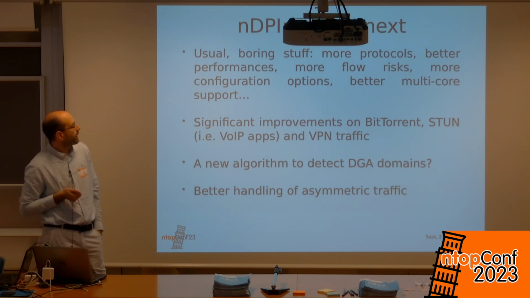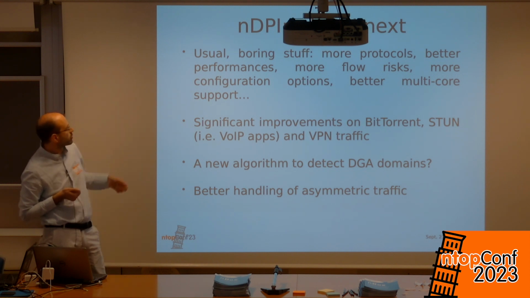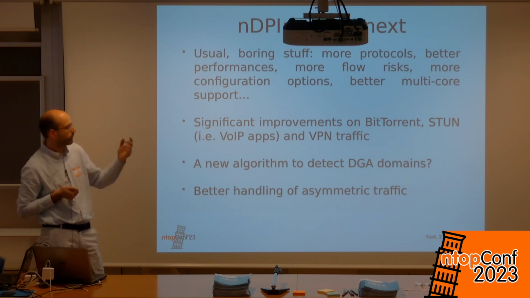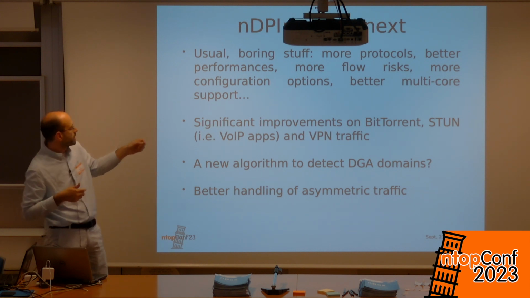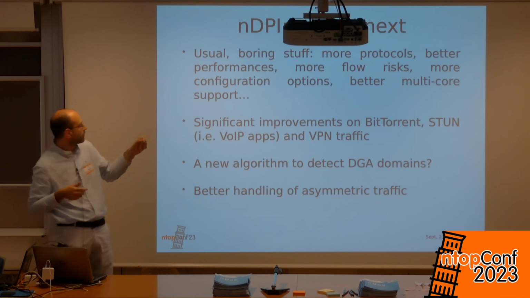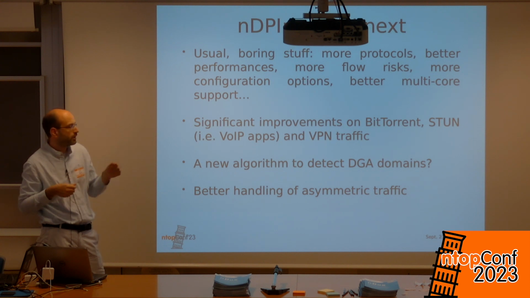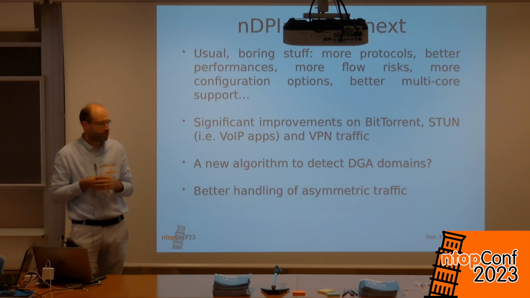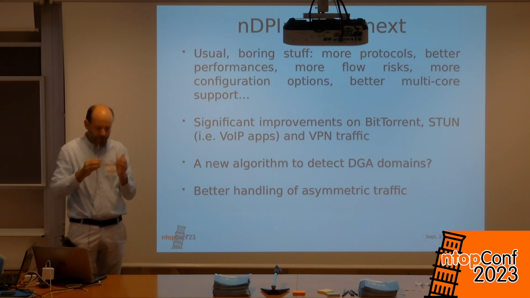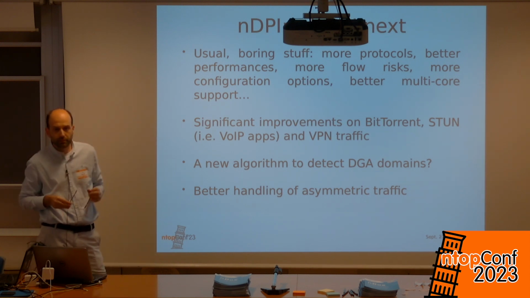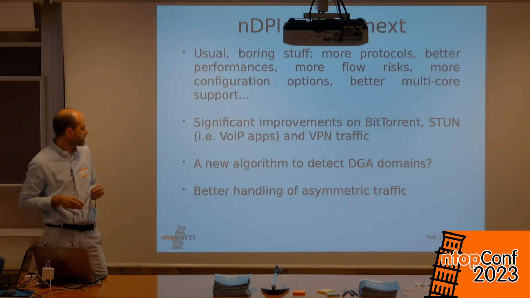What can you expect in the next release? The usual boring stuff: more protocols, better performance, hopefully some kind of configuration, better multi-core support. Some code has already been tested to improve BitTorrent, VoIP and VPN traffic. Luca yesterday told about some ideas to integrate machine learning algorithms in nDPI to detect DGA domains.